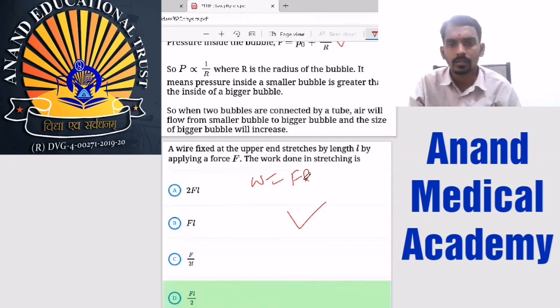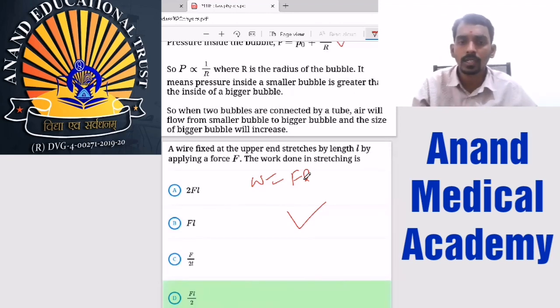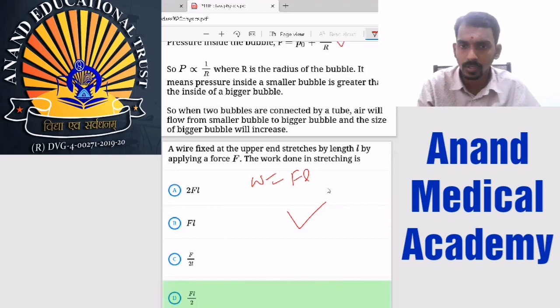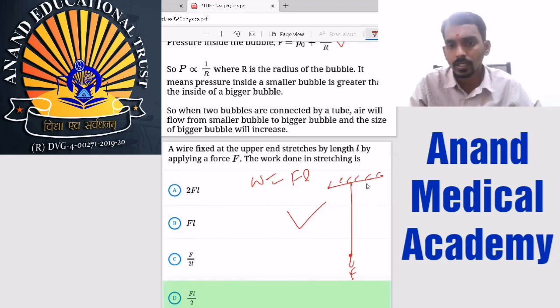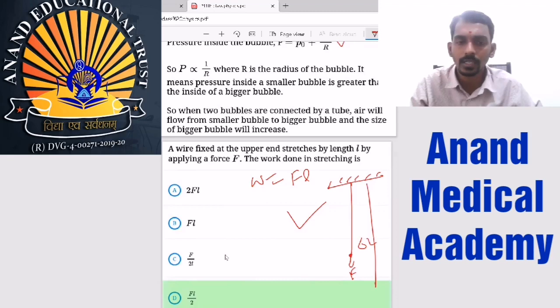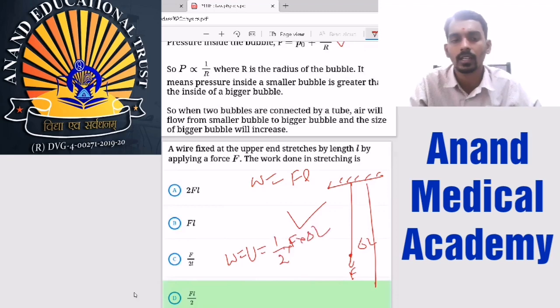Oh, sorry. Actually, I said wrong. Listen, a wire is fixed at the upper end and stretches by a length. So, see, the situation is completely different. They have taken one wire and they applied a force F. Now it stretches by a length delta L. That is nothing but work done, or change in elastic potential energy, which is half into F into delta L. So option D is correct.